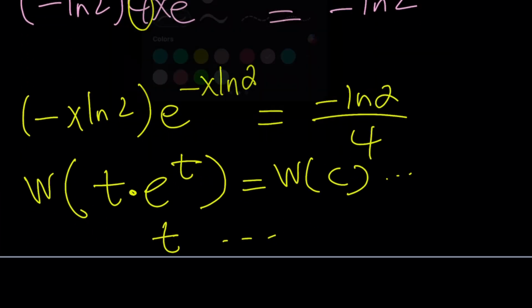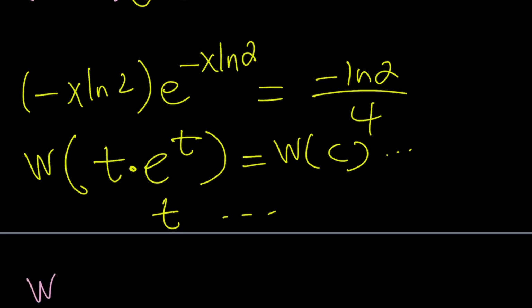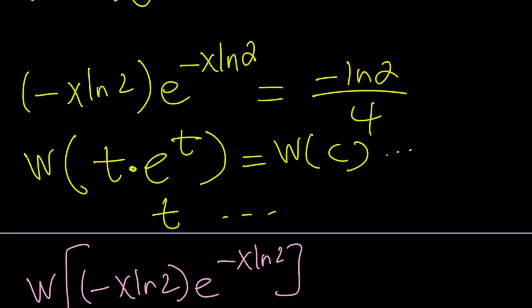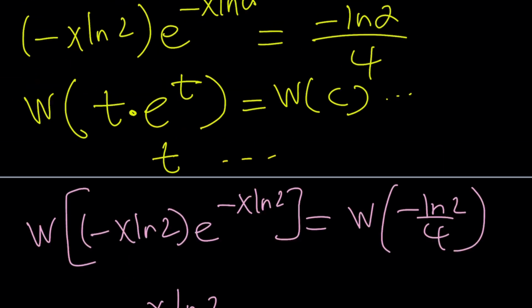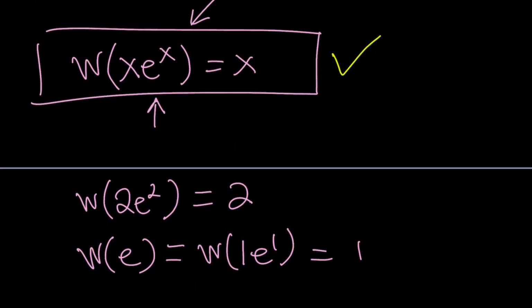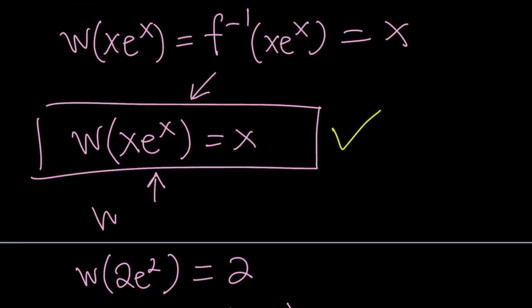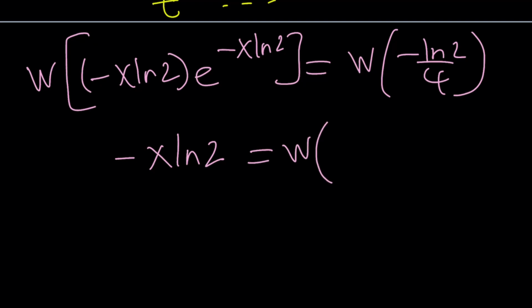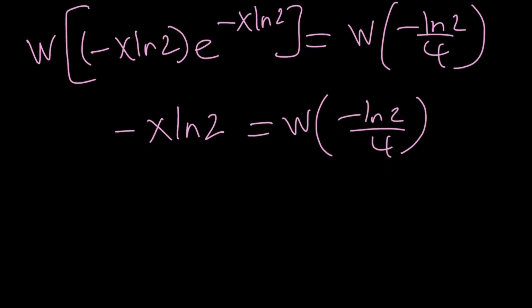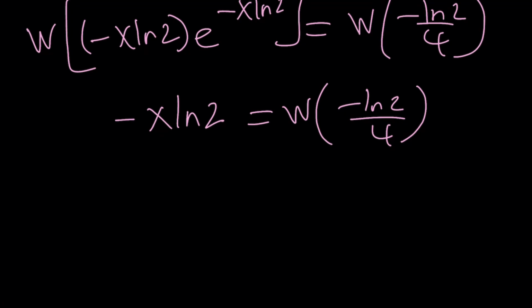So here's what we're going to do next: we're going to W both sides. W of negative x ln 2 times e to the power negative x ln 2 equals W of negative ln 2 over 4. Awesome. Now, this is going to be negative x ln 2. By definition, like I said earlier, W of x e to the x is x, or W of t e to the t is t. For that reason. Now, we're going to leave it at W, of course. And then what we need to do now is divide both sides by negative ln 2, and that's going to give you the value of x.